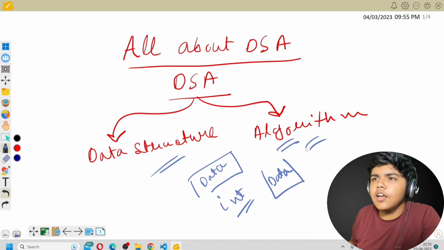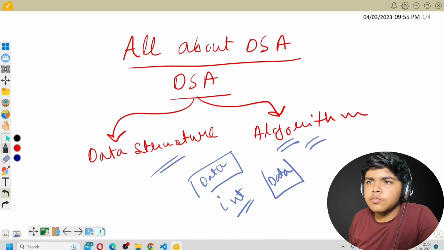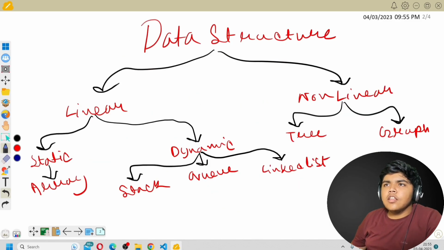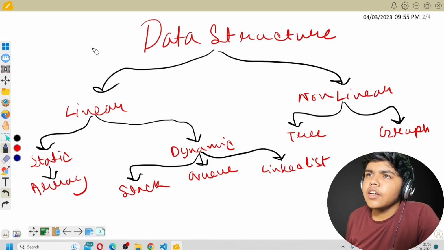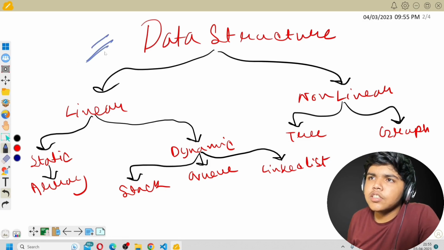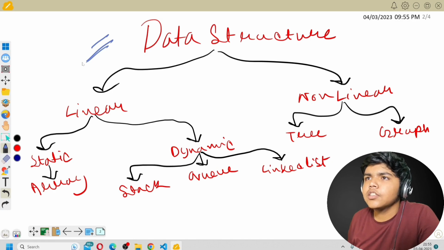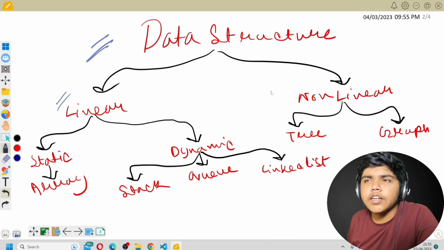Let's move to the second slide. So here are the divisions of data structure. The types of data structure are basically divided into two parts, linear data structure and non-linear data structure. Linear is basically divided into two parts.